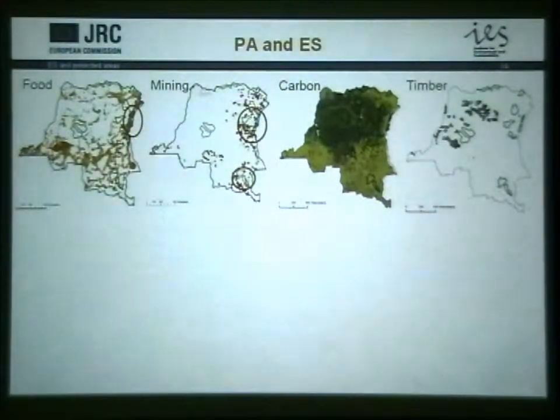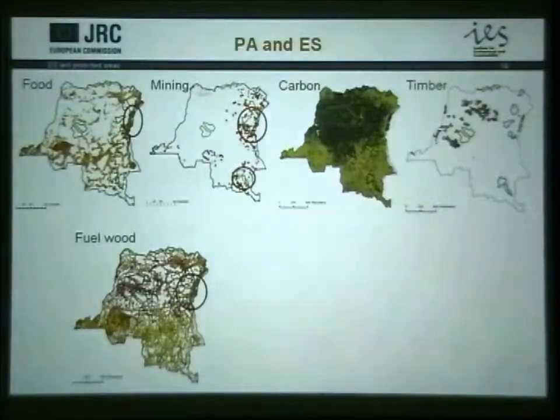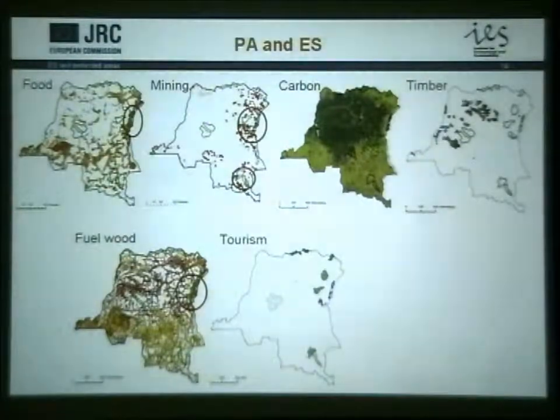So this is good news. Fuel woods, same thing. It's about accessibility mainly for fuel woods, and most of the protected areas are just too isolated to go to, so there is not a strong fuel wood production going on, except again in the protected area all in the east. Tourism is one-to-one related to the protected areas. So yes, this is the assumption we made, so we can see tourism in protected areas.